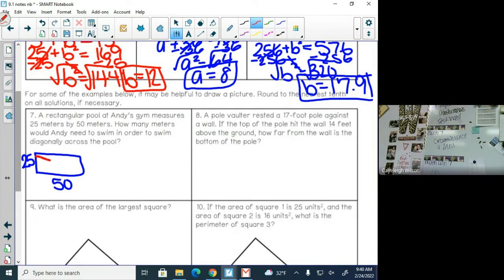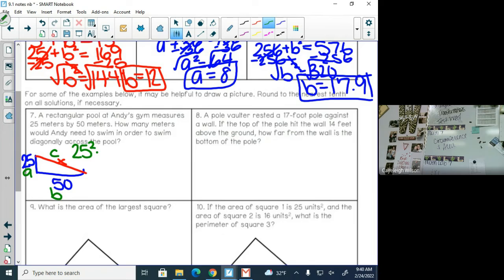So he wants to swim diagonally across the pool. 2 triangles. Wow. Doesn't that make it a lot easier? And look, if I take my eraser, there's my triangle. So it looks like I'm solving it for the C, the hypotenuse. So my A, my B, my C.